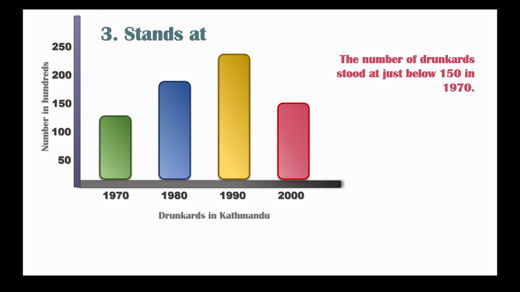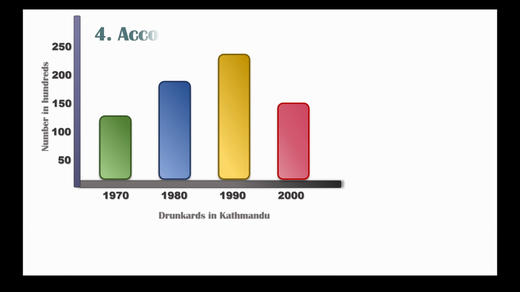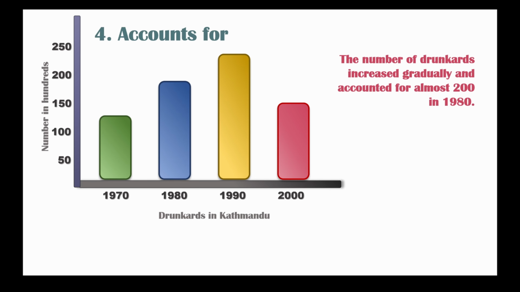Now let's go to the fourth verb. The fourth verb is accounts for. In the past tense, accounted for. This is a phrasal verb. This also means constituted or comprised. You can use this verb accounted for instead of comprised or constituted. For example, the number of drunkards increased gradually and accounted for almost 200 in 1980.